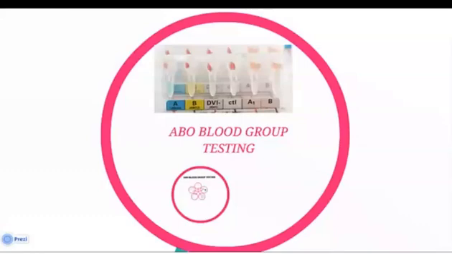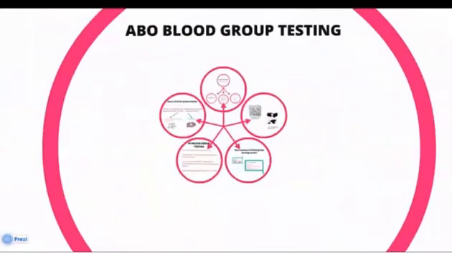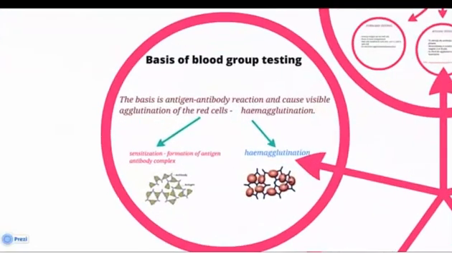Now we proceed to ABO blood group testing. The basis of blood group testing is antigen-antibody reaction, and it causes visible agglutination of the red cells, which we call hemagglutination. Visible means we can see the agglutination.